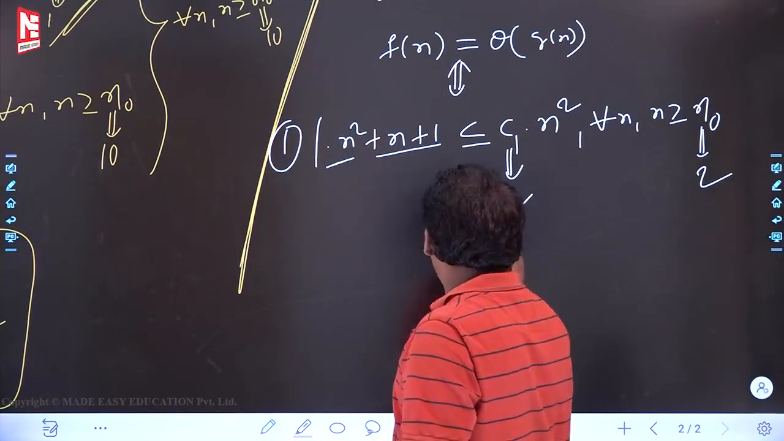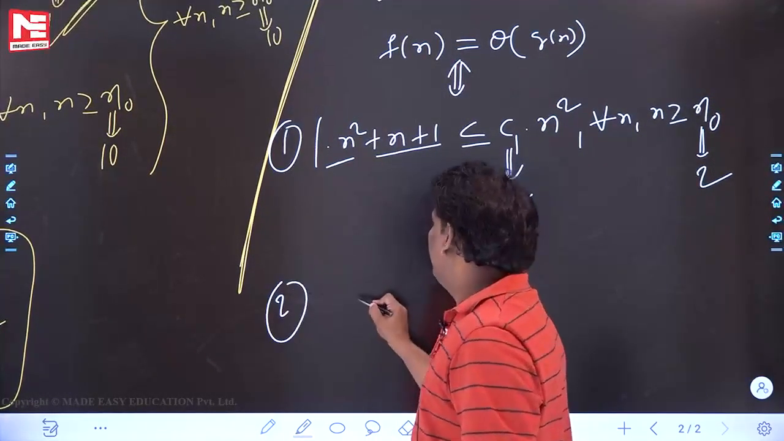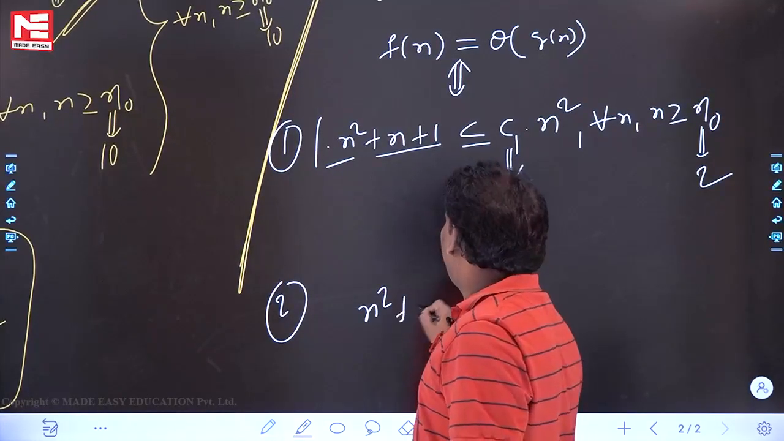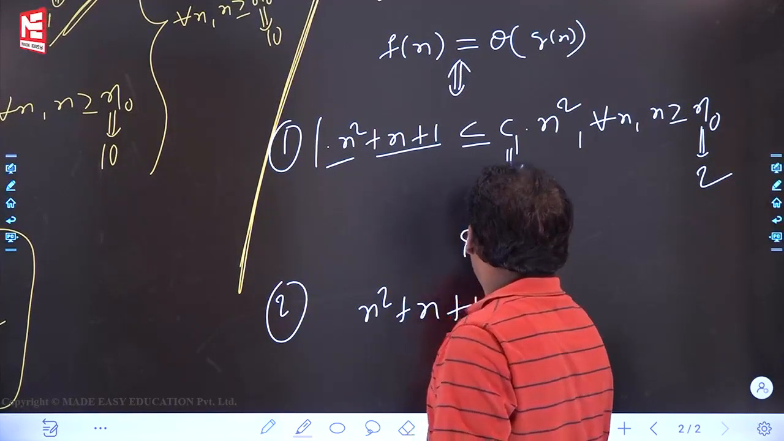Omega also. It should satisfy omega also. Let me try omega. Right? What is the f of n? N square plus n plus 1. Right?